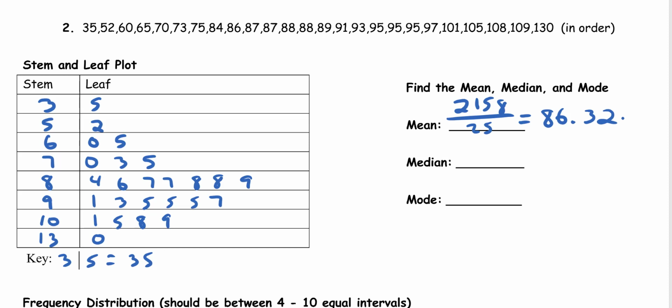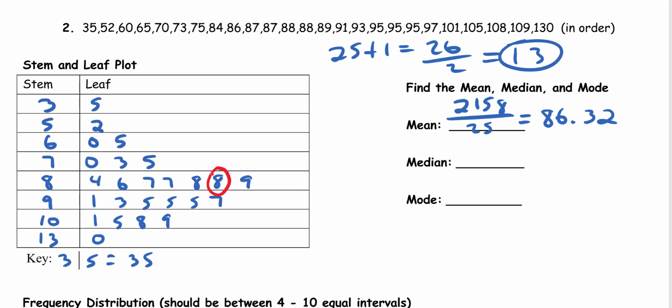My median is the physical middle. There are 25 pieces of data. Remember what you do: 25 plus 1 is 26, divided by 2 is 13. So the 13th is my middle number. If I count, I get 1, 2, 3, 4, 5, 6, 7, 8, 9, 10, 11, 12, 13. So this is the middle number right there, and the median is 88. Cool. And the mode is the one that occurs the most often, which is 95. Very simple, right? Not bad.